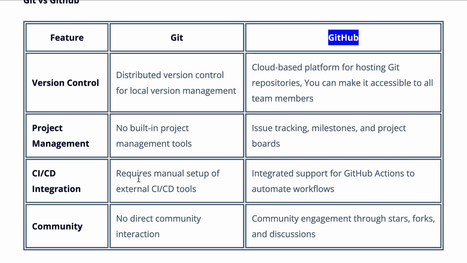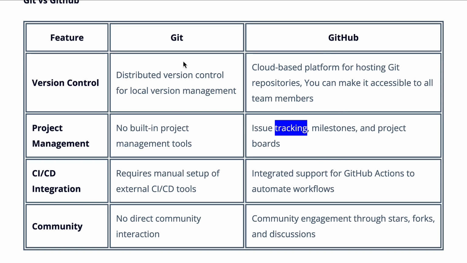Git does not have any project management tools built in. However, GitHub has issue tracking, you have milestones, project boards, and a lot of other project management features. If you want to add CI/CD to Git, you need a lot of manual setup. However, it's built into GitHub.